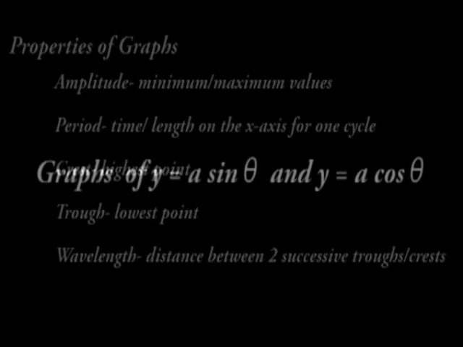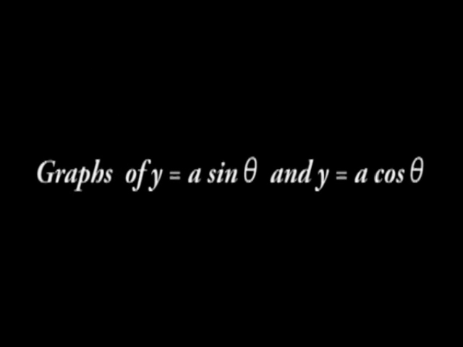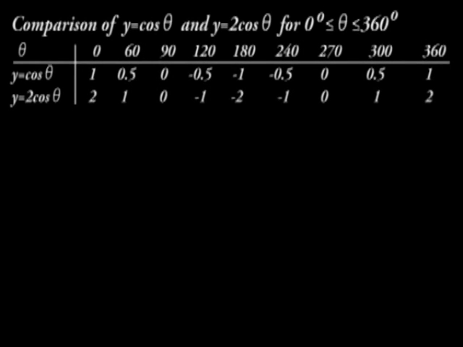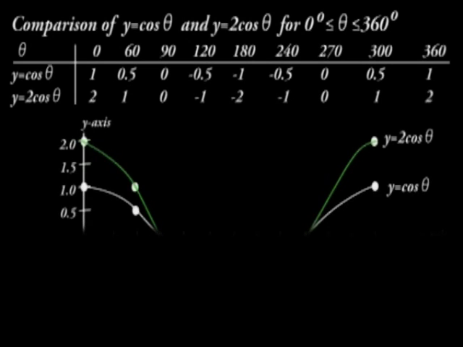Graphs of y is equal to a sine theta and y is equal to a cos theta. Let us compare the graph of y is equal to cos theta and y is equal to 2 cos theta. From the table of values, we shall have the following. If we plot these values, we shall end up with the following graph.